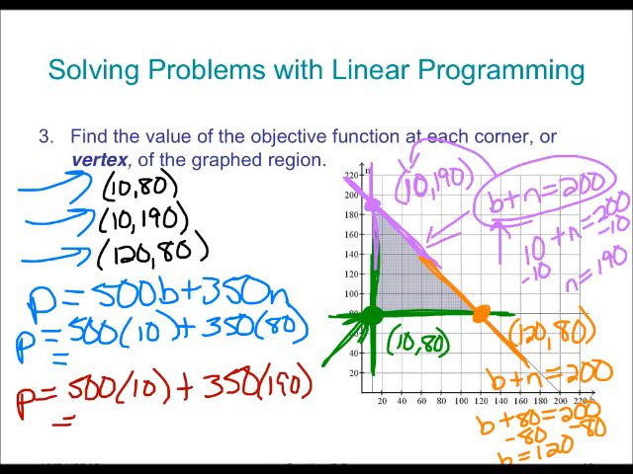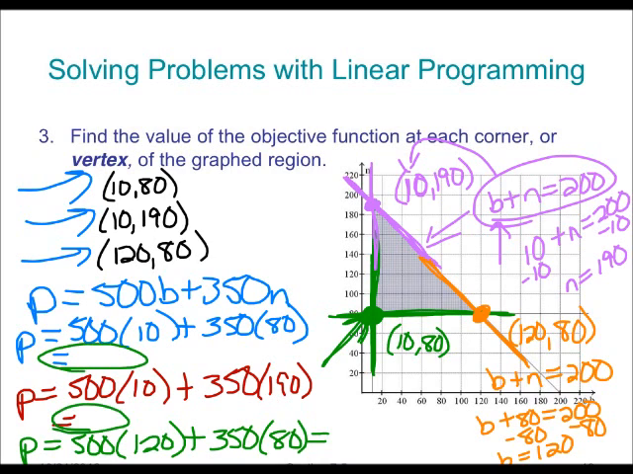And you also need to do the last point. P is equal to 500 times 120 plus 350 times 80, and figure out what that number is. We're trying to maximize the profit, so whichever of these numbers is the largest, once we actually calculate it in the calculator, that would be our answer.